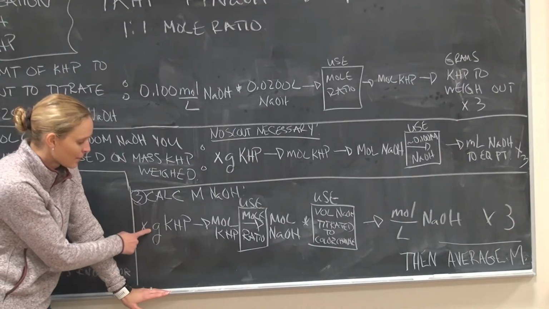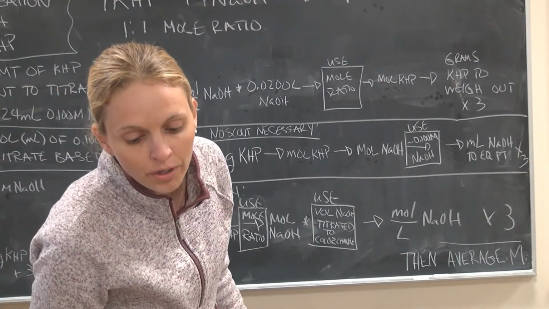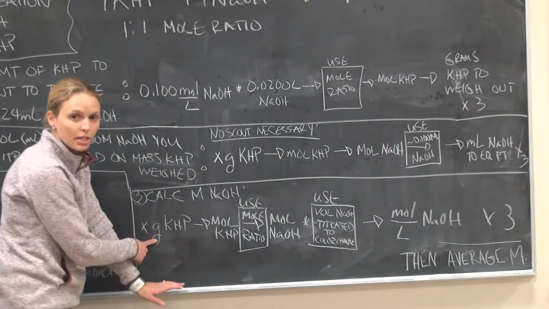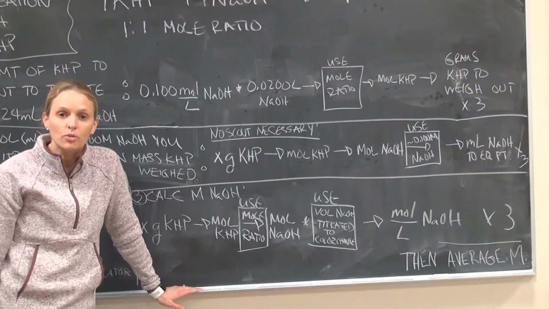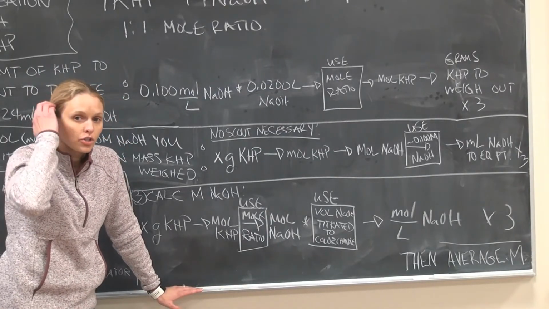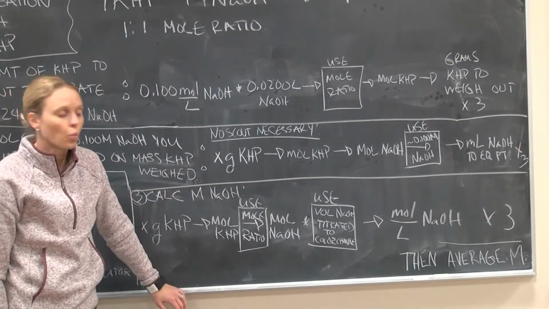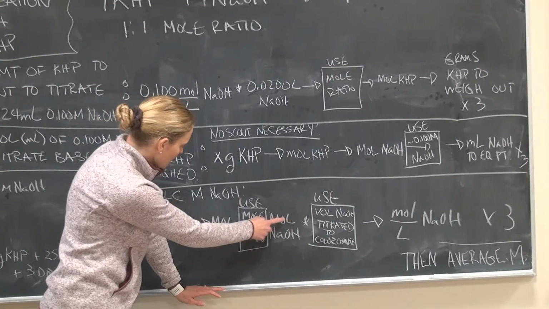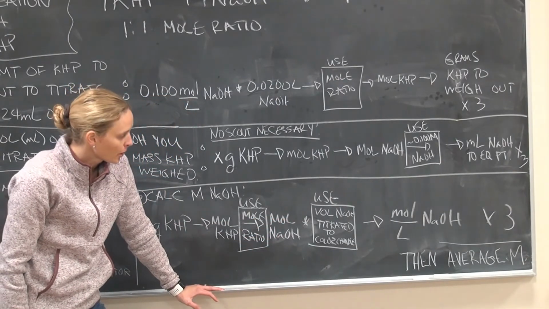All right, so we got our grams of KHP. So for flask A, for example, this would be 0.409 grams of KHP right here, right? And we are going to convert that to moles of KHP using the molecular weight, which is provided for you at the introduction section of the lab. We're going to use the mole ratio from the equation, which is 1 to 1. Now I am in moles of KHP. I just went to moles of NaOH using the mole ratio.